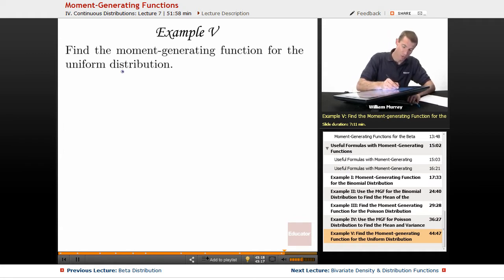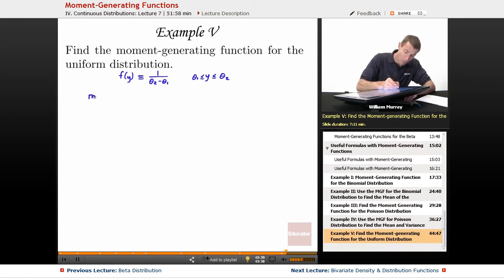The density function for the uniform distribution is f of y is always equal to, those three lines mean it's constantly equal to 1 over theta 2 minus theta 1, where y ranges between theta 1 and theta 2. So it's just the constant distribution. That's why it's called uniform. Now let's find the moment generating function.